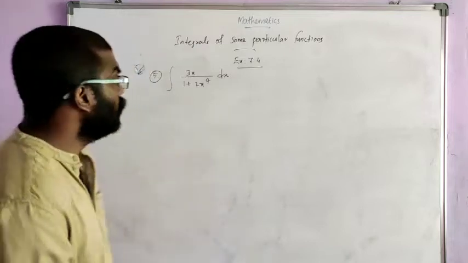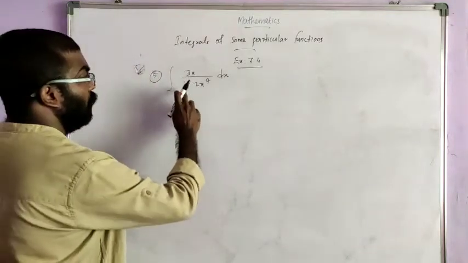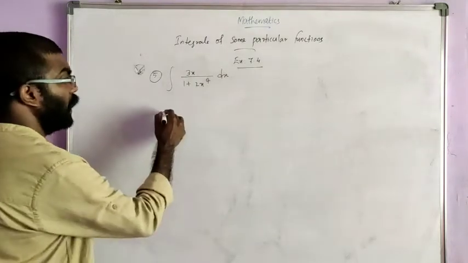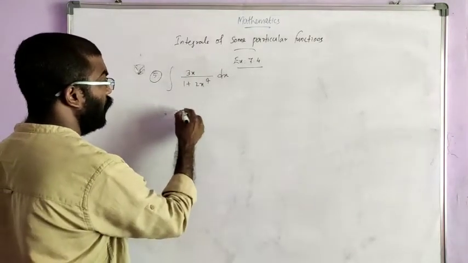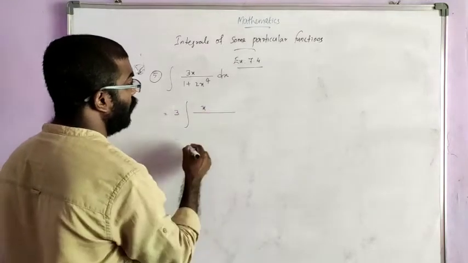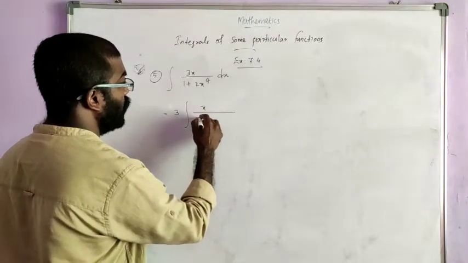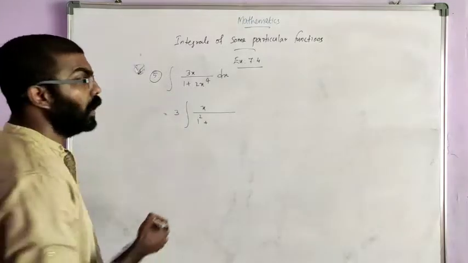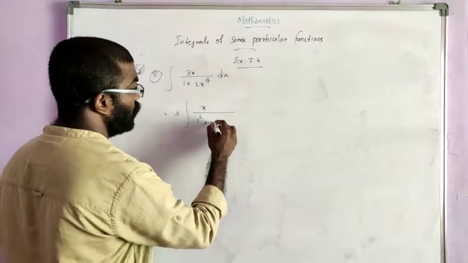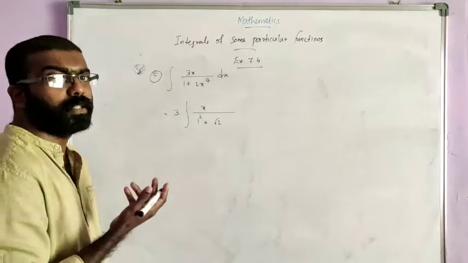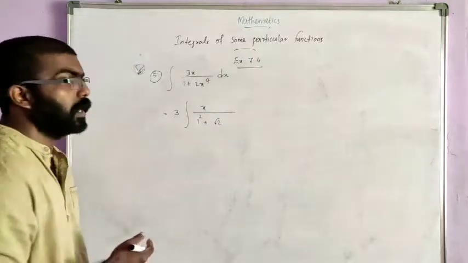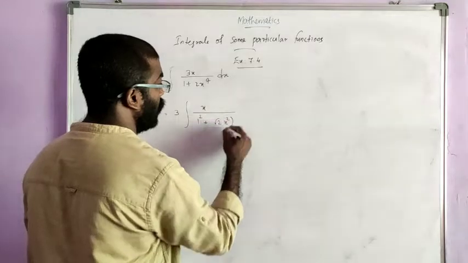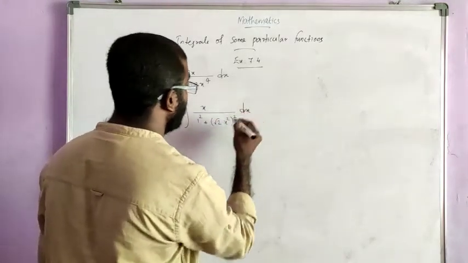Now we move on to the next one. Integral 3x by 1 plus 2x power 4 dx. First of all we can take this 3 outside. So 3 into integral x by, this 1 can be written as 1 square, then 2x raised to 4. 2 is not a perfect square, so we can write root 2 square. Root 2 square is 2. And x power 4 can be written as x square the whole square. So root 2 x square the whole square dx.